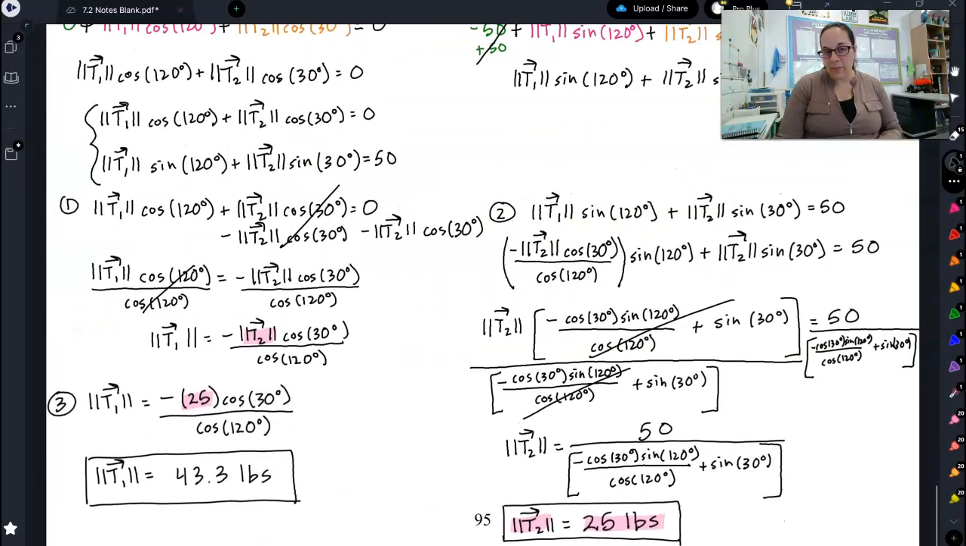I have seen problems like this, usually with easier numbers, on your final. So this is definitely one you'll want to practice and make sure you understand. But with that in mind, you are officially done with lesson 7.2. You only have one more lesson for vectors, and then you're done with chapter 7.